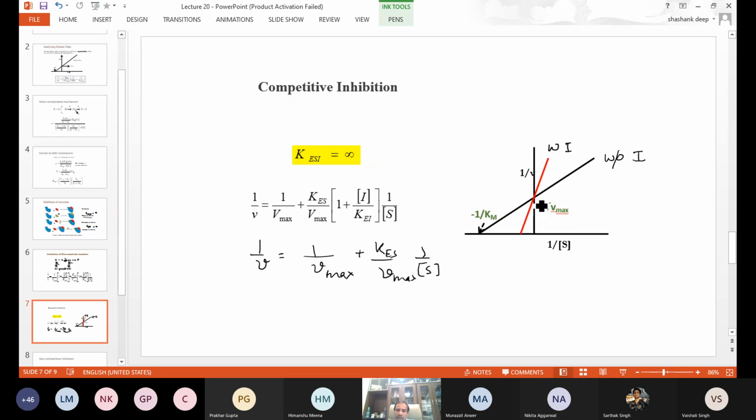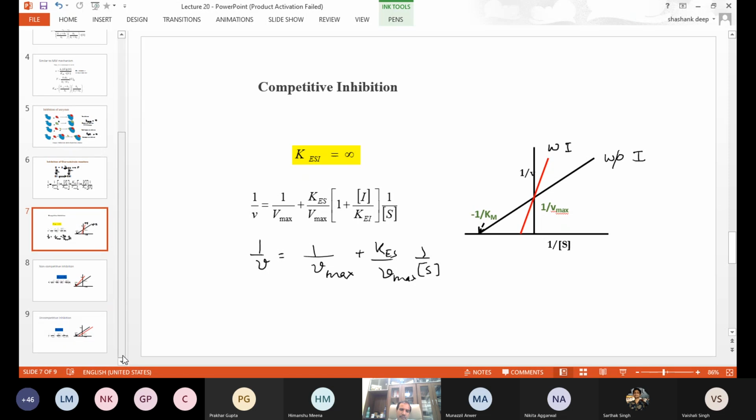Okay, and you see here they match. It means that the intercept is the same but the slope is different. And once you know that this is the case, then you know that you are dealing with competitive inhibition. The only thing you need to do is plot 1/V versus 1/S.